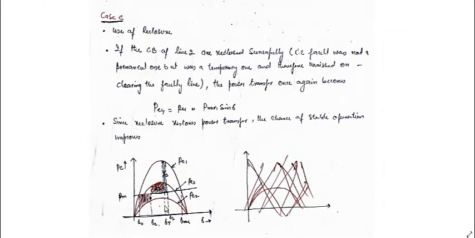What happens at delta r if the circuit breakers of line 2 are reclosed successfully, that is, the fault was not a permanent one but a temporary one and therefore vanished on clearing the faulty line? The power transfer once again becomes equal to PE4, which is equal to PE1, which is equal to P max 1 sine of delta.